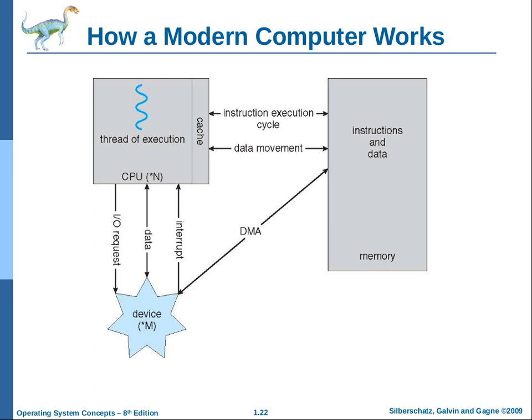So this is the standard model for computers. CPU, a thread of execution with cache, talking with the instruction data memory, and you usually have direct memory access. That's what I was talking about in order to talk to your device. AKA, if you address something here, it's actually going straight here. I/O, data, and interrupt.